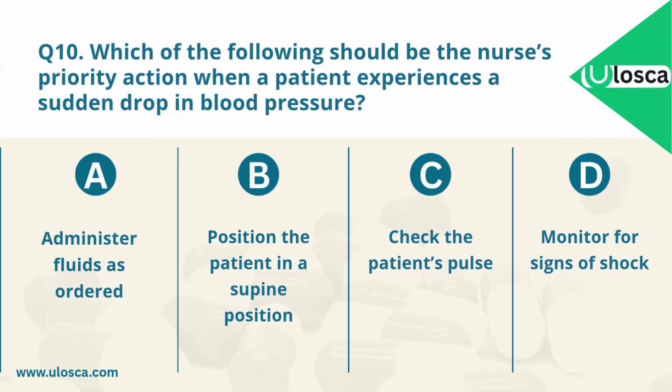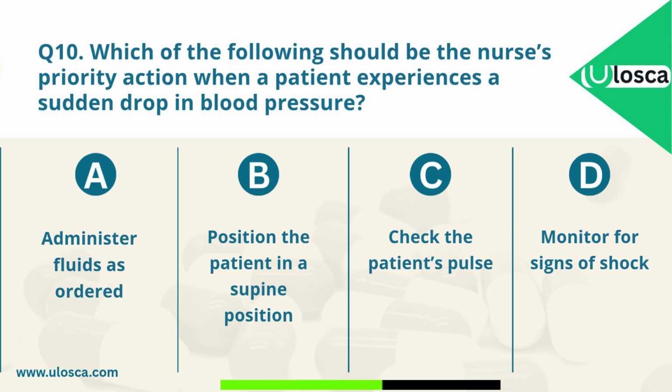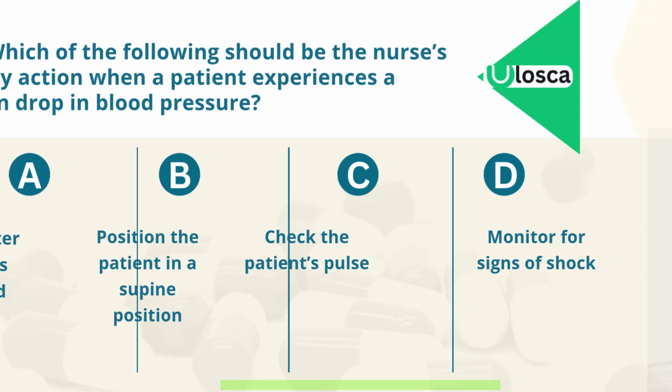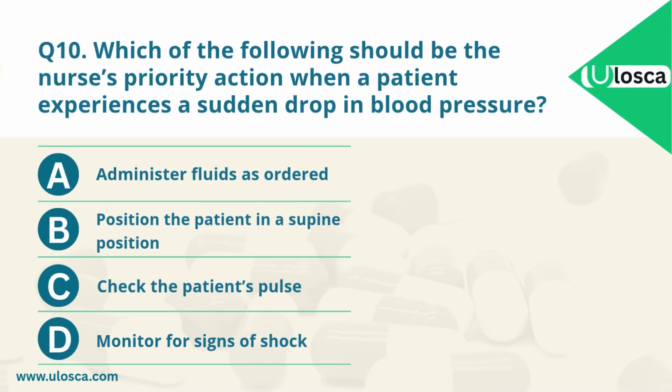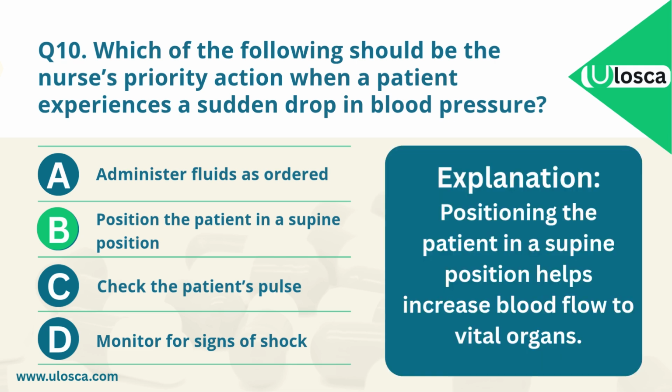Question 10. Which of the following should be the nurse's priority action when a patient experiences a sudden drop in blood pressure? A. Administer fluids as ordered. B. Position the patient in a supine position. C. Check the patient's pulse. D. Monitor for signs of shock. Which one is the correct answer? The correct answer is B. Position the patient in a supine position. Explanation: positioning the patient in a supine position helps increase blood flow to vital organs.